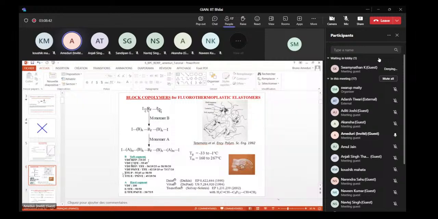So this is AFLAS, which is an alternating copolymer of TFE and propylene, but the Tg is rather high, around -1. While for other systems, the Tg is rather low. It can reach as low as -33. So the formation of this soft segment diiodo compound could be used as a new chain transfer agent in a further polymerization of monomer A.